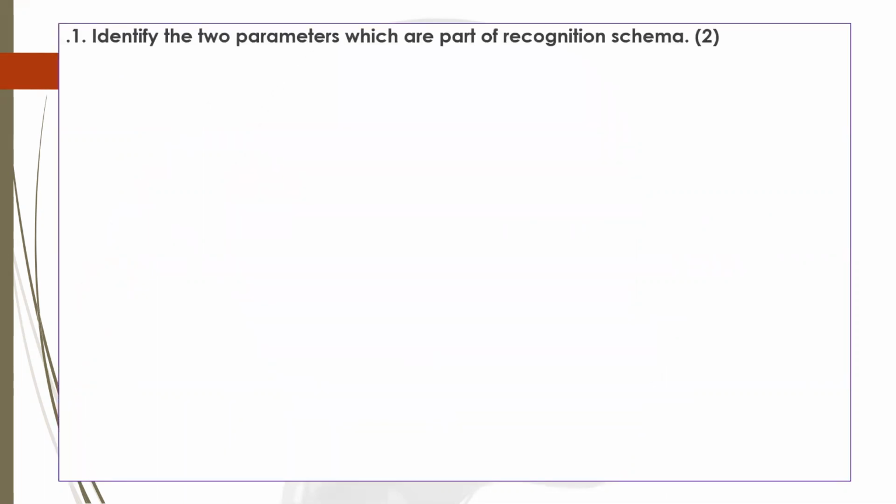The first question, 2 parameters which are part of a recognition schema. So you get a mark for each one. And those are the sensory consequences and the response outcome. So you can remember sensory consequences, that's all to do with information about the feel of the movement, so things like grip and the weight of the pass. And then the response outcome, that's to do with the feedback, so feedback about the result.